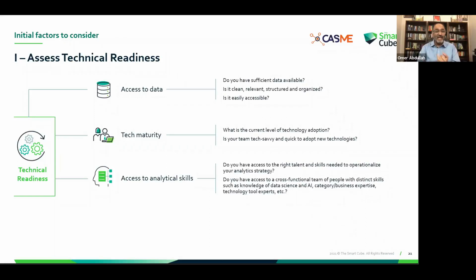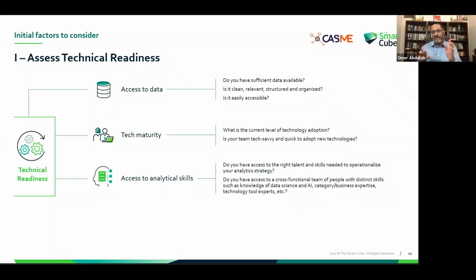Do you have access to the right talent, the skills needed to operationalize your analytics strategy? Do you have access to a cross-functional team of people with distinct skills, knowledge of data science and AI, category, business expertise, tech, tool expertise, et cetera? When you think about analytics, a very quick point is, there are multiple aspects. There's a data engineering element of it. There is, think of it like, a visualization and reporting element to it. And then there's that whole AI, ML aspect.